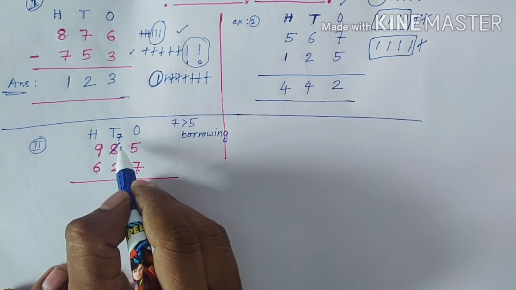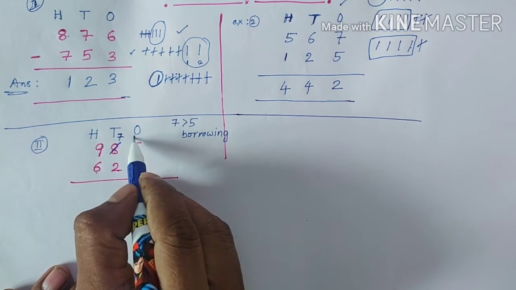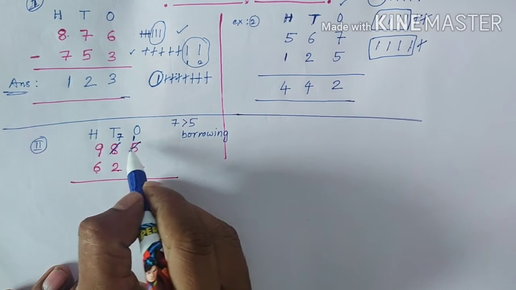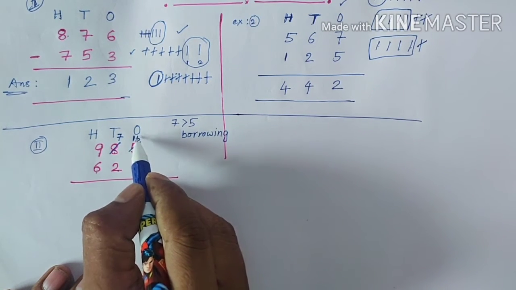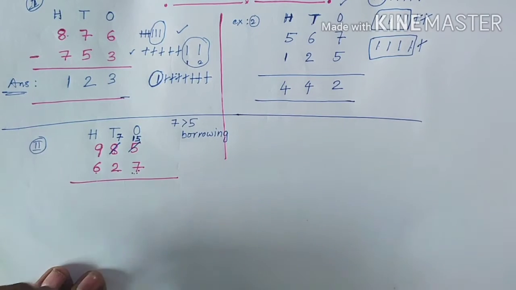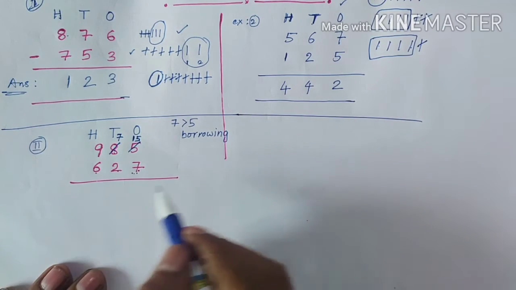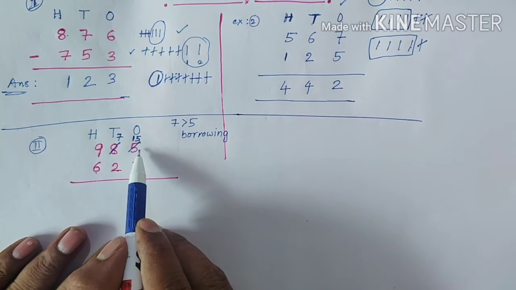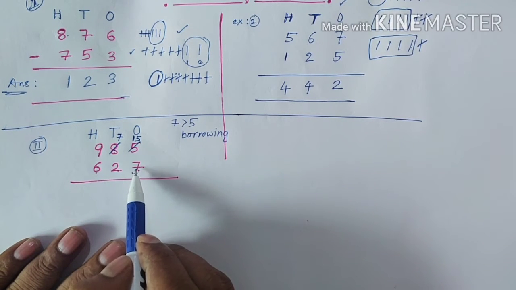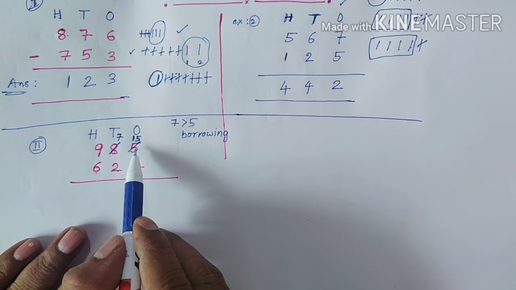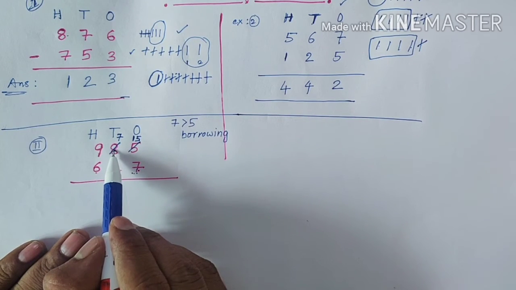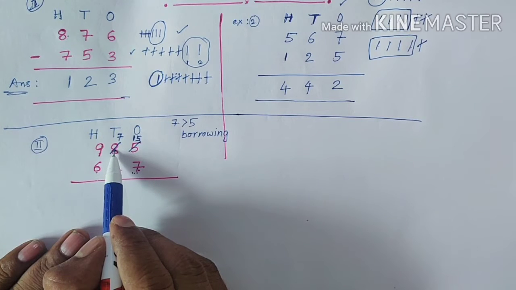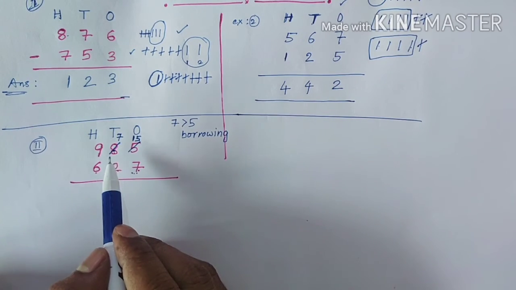And you borrowed 1, right? So you have to write 1 here, and cut this 5 and write 5 just on the right side of the 1. You got my point? So let me explain once again. We cannot subtract 7 from 5, so we have to borrow from the tens column. That means you have to borrow from 8. How much do you have to borrow? You have to borrow only 1.